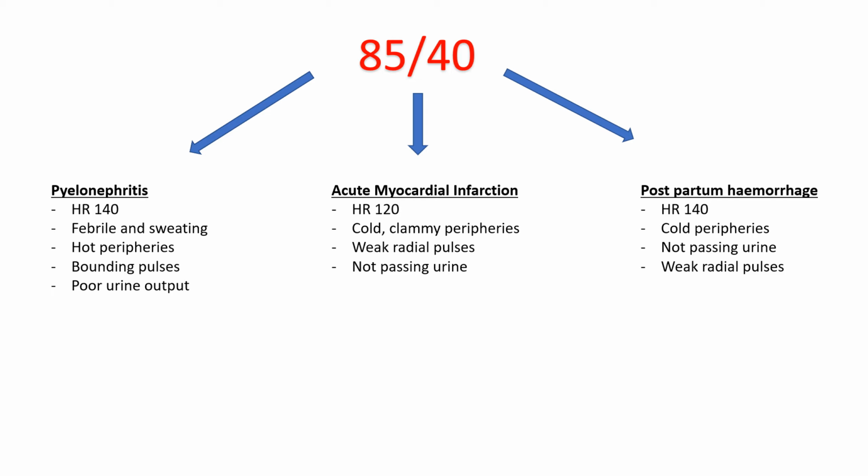And the third patient on the right is a patient who's having a postpartum hemorrhage. Her heart rate is 140 beats per minute. Her blood pressure is also low at 85/40. She has cold peripheries. She is not passing urine, and she too has weak radial pulses.